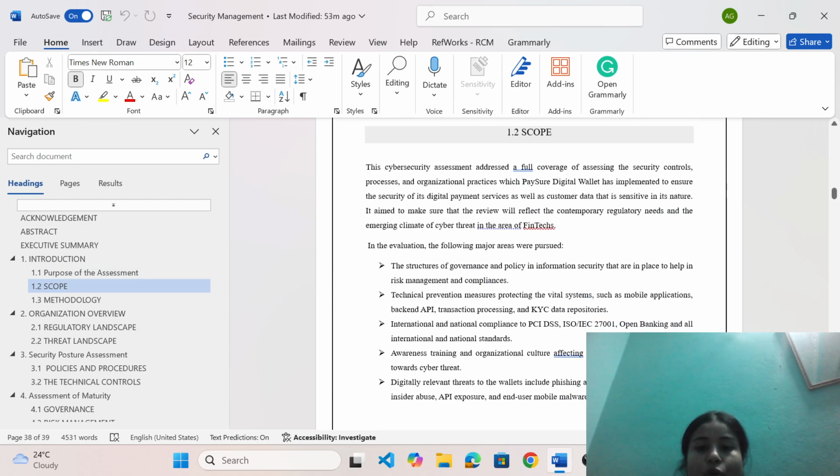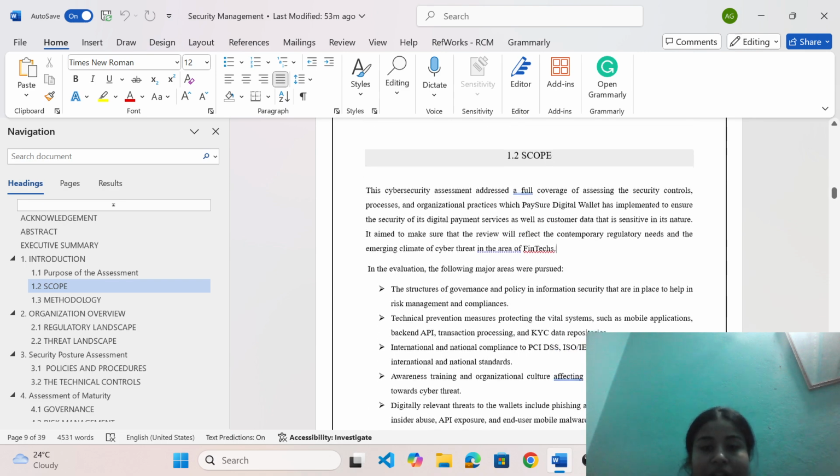And what is the scope of this cybersecurity assessment? It addressed a full coverage of assessing the security controls, processes, and organization practices which PAYSURE digital wallet has been implementing to ensure the security of digital payment services, as well as customer data that is sensitive in nature. So yes, this is all about the scope.